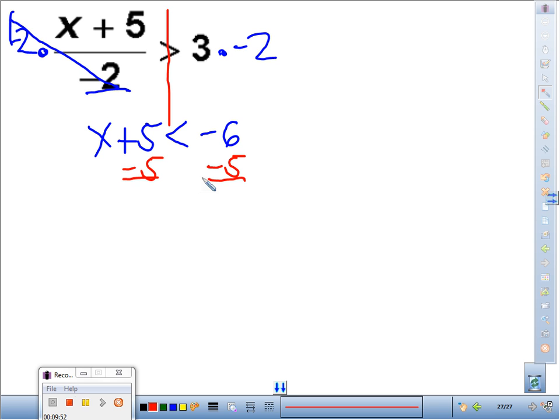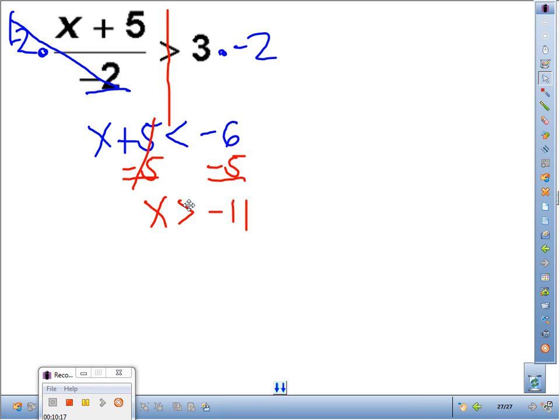Here, your brain might want to do this: x greater than negative 11. Why? Because we're subtracting 5 where you see a negative. But do I have to flip it again? No. Only when we multiply or divide. So be careful with that. Tell your brain to fix that problem. So make sure you leave it as is. All right, so let's graph that.